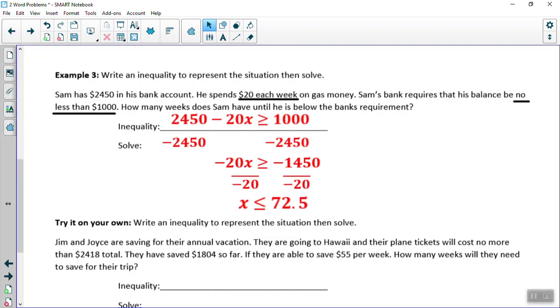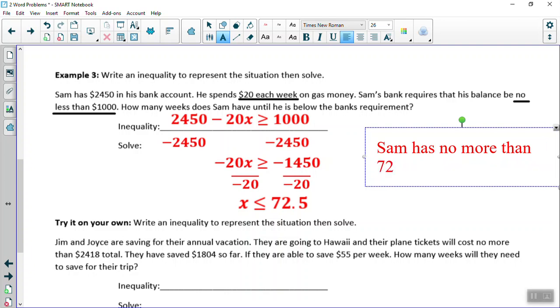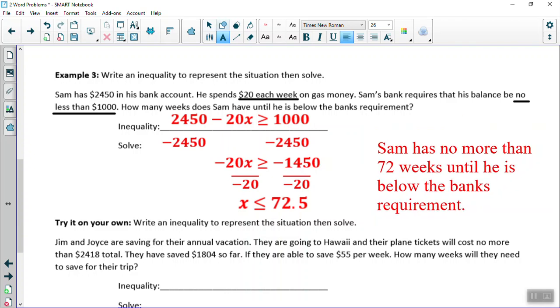Again, we are talking about the number of weeks, so we want to adjust this number to a whole number. Sam has no more than 72 weeks until he is below the bank's requirement. We need to make sure that we put this into sentence form for our final answer.